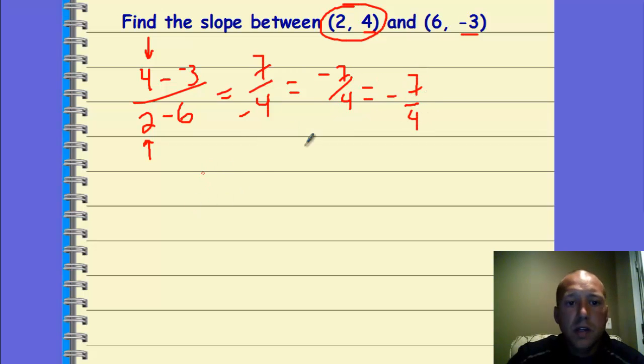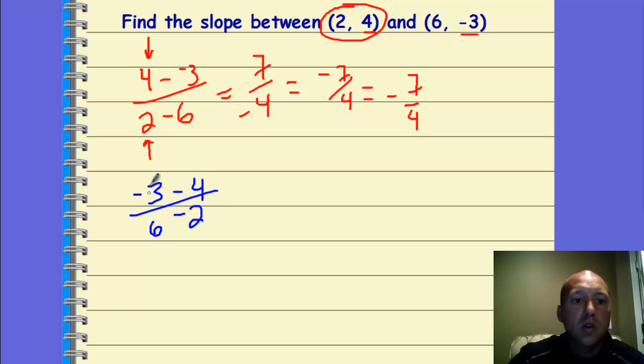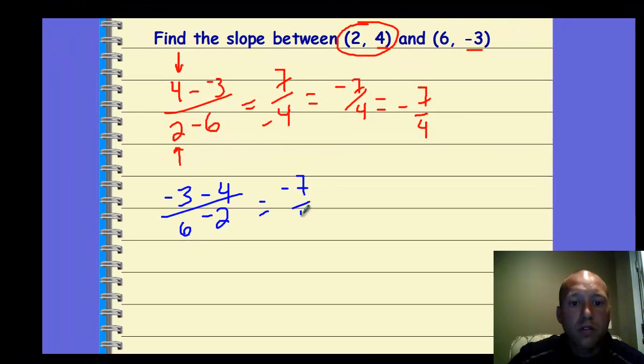And let me show you that problem again, but let me do it with the other point first. So if I want to do the other y value first, negative 3 minus 4 over 6 minus 2. Notice how negative 3 first, so I had to put the 6 first. So I evaluate that, I'm having a negative 7 over 4, and that's the same value.